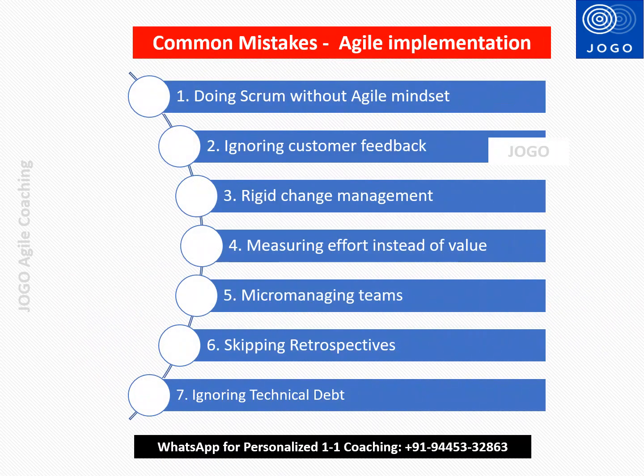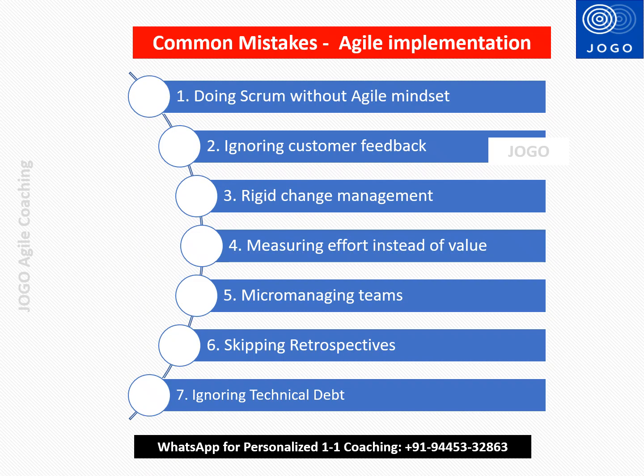Now let us understand few common mistakes that are made by the team during the agile principle implementation. The first one is doing Scrum without Agile mindset. We need to have the Agile mindset if you want to do Scrum. The second one is ignoring the customer feedback. Customer feedback is very much important to continuously improve the product and the process.